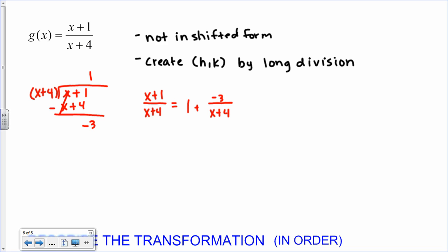So g of x equals negative 3 over x plus 4, plus 1. So I just switched the order there so it looked more like our shifted form. So our center would be what? Negative 4 and 1.